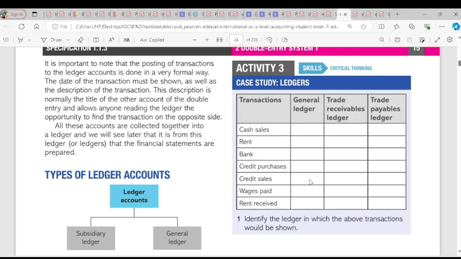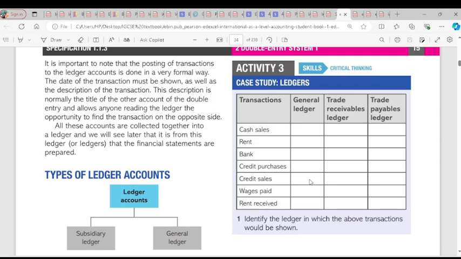Do you get that? Then credit sales. Oh, no, I forgot credit purchases. I wrote sales before purchases in the buckets. It's okay. So credit sales is what? The general ledger? Credit sales. Receivables.